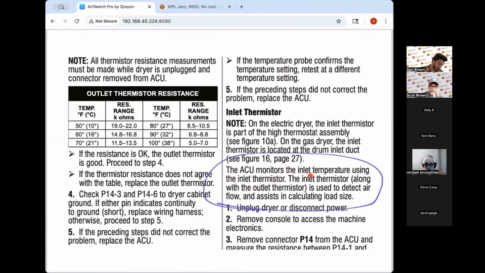The ACU monitors the inlet temperature using the inlet thermistor. The inlet thermistor, along with the outlet thermistor, is used to detect airflow and assists in calculating load size. Okay, what they just gave us there is insight into the algorithm of the computer, how it works. You cannot get this information by reading the schematic. There's no way to know that. This is software that's programmed into the operating system of the computer that runs the whole appliance. So they have to tell you stuff like that could affect your troubleshooting, which they do right here.